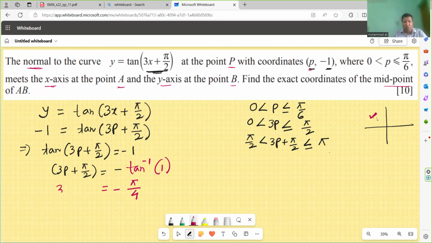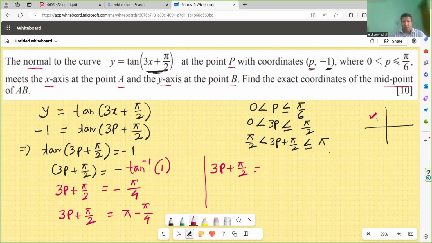So how can we get this value, 3p plus pi by 2? We get this value if we subtract pi by 4 from pi. So pi minus pi by 4 is 3p plus pi by 2. Now we get 3p plus pi by 2 equals, if we do the LCM, 4 pi minus pi divided by 4, which is 3 pi by 4.